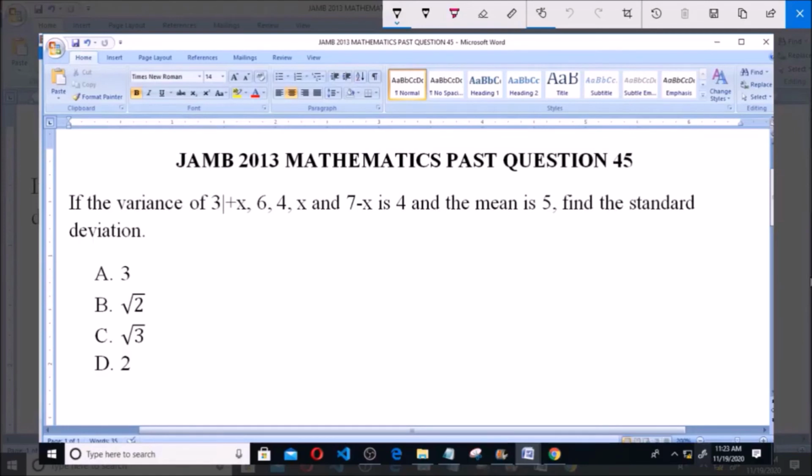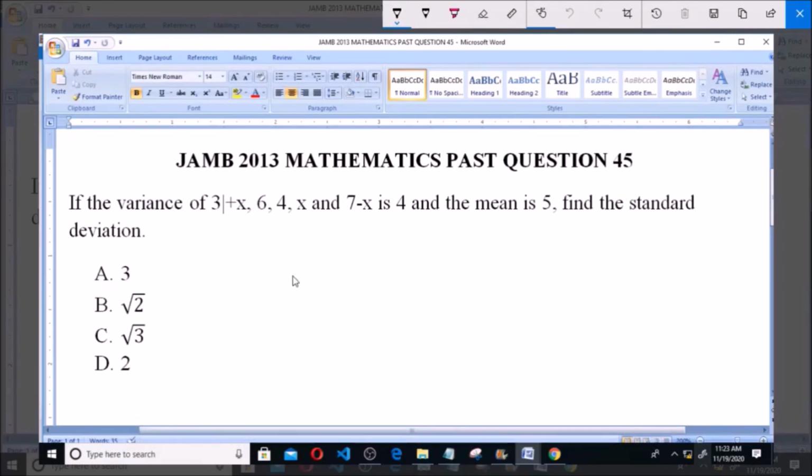I'll be answering JAMB 2013 Mathematics Past Question 45. If the variance of 3 plus x, 6, 4, x and 7 minus x is 4 and the mean is 5, find the standard deviation.